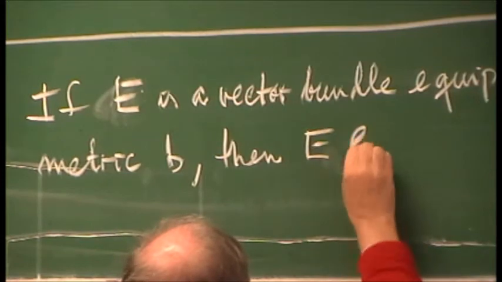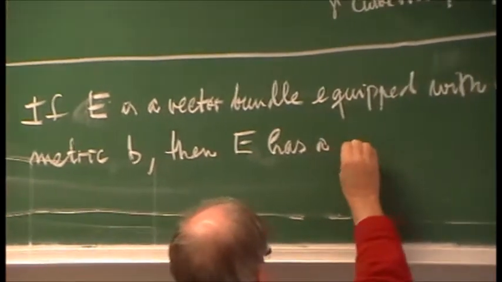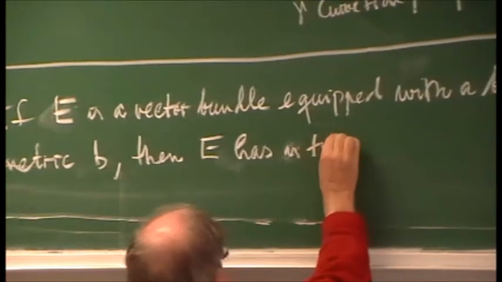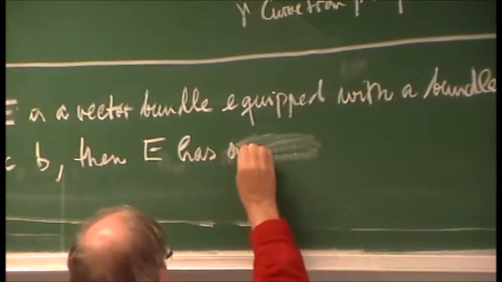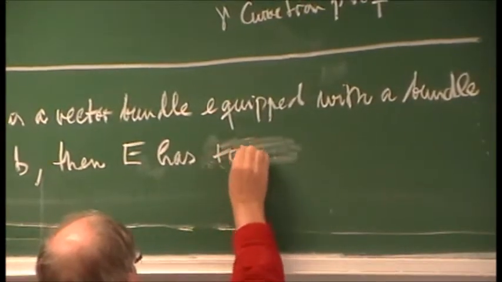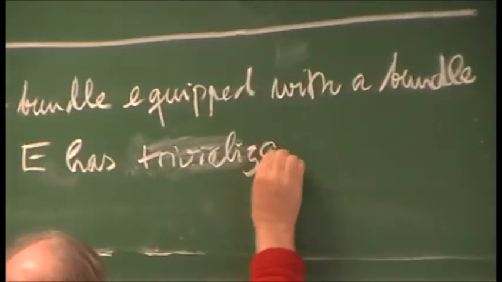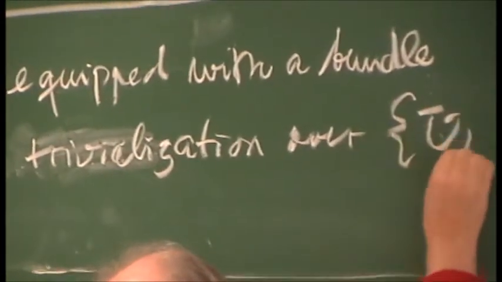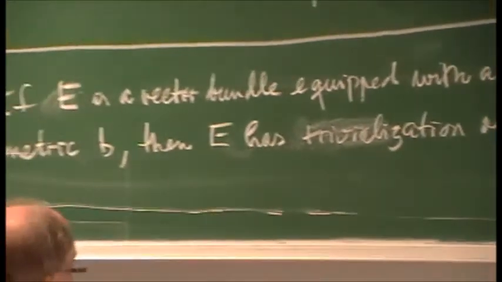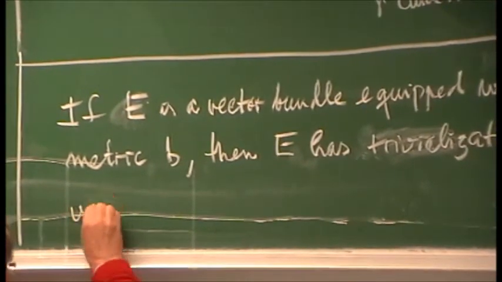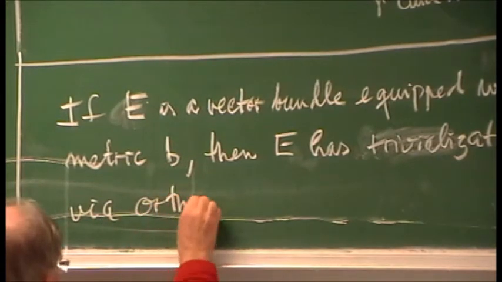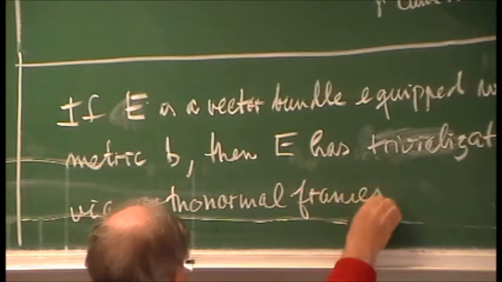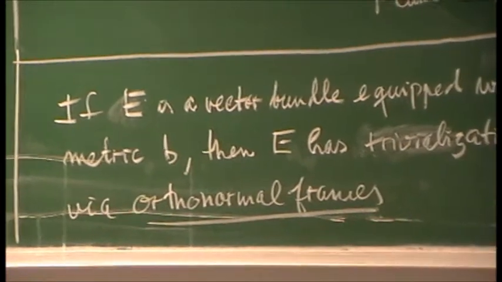E has a trivialization, is trivial over a covering. Now let me write it carefully. E has a trivialization over a covering, so U alpha, via orthonormal frames. Let's see what that means.